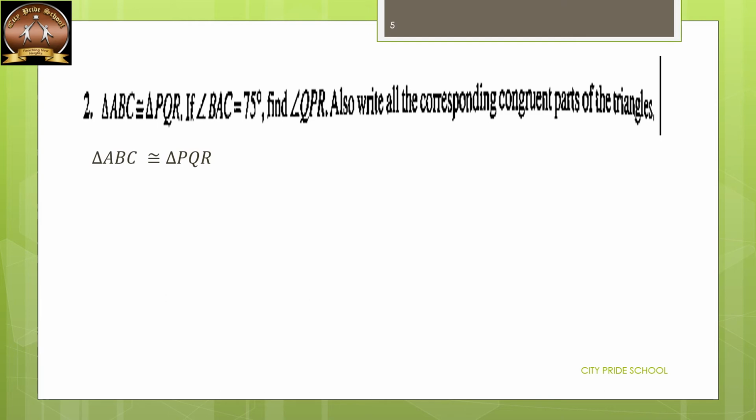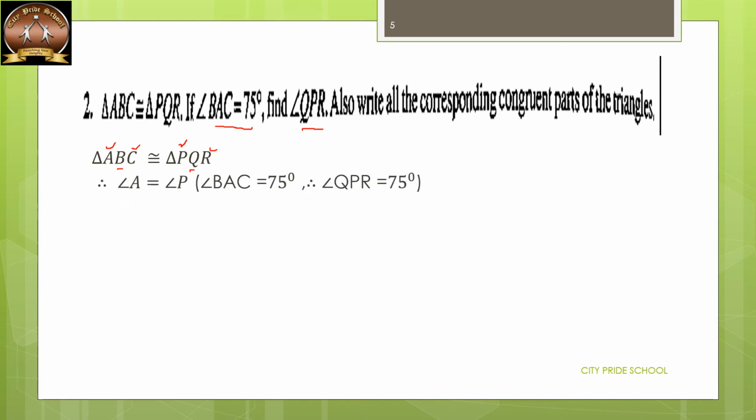So when triangle ABC is congruent to triangle PQR, I can say that since A is written first, angle A will be equal to angle P. Angle B will be equal to angle Q and angle C will be equal to angle R. So, since angle BAC is equal to 75 degrees, I can say that angle QPR is also equal to 75 degrees. So, how will I write all the congruent parts of this triangle?